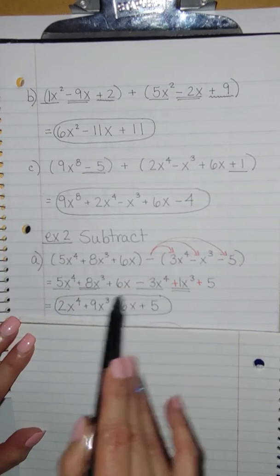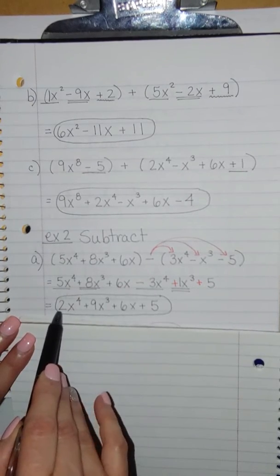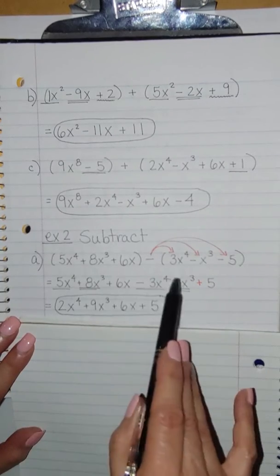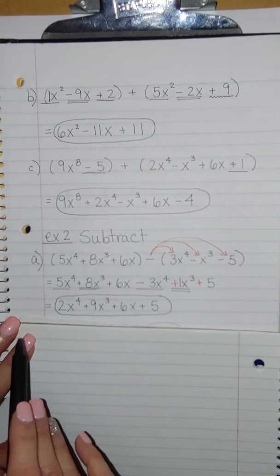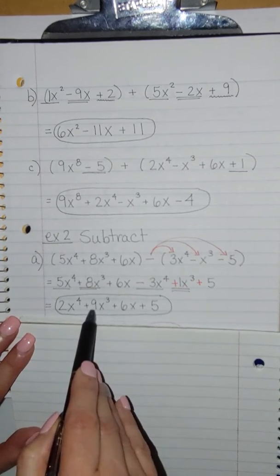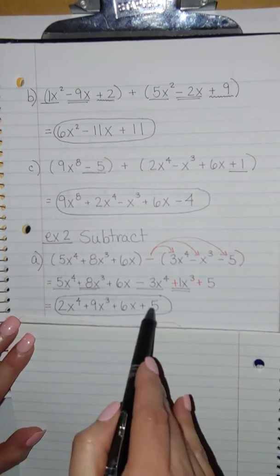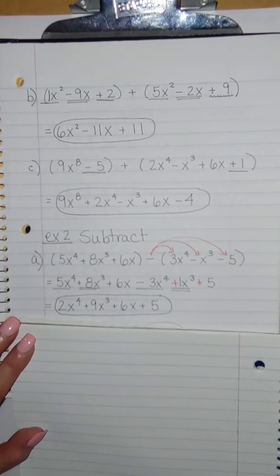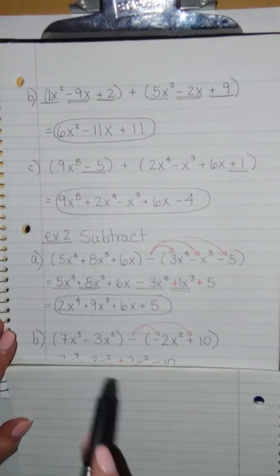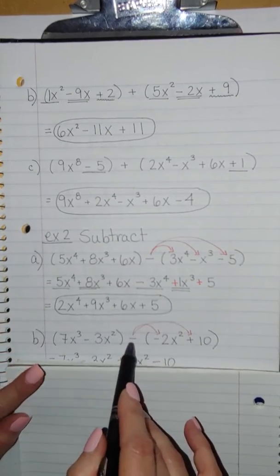5 minus 3 is 2, x to the 4th. Remember, you keep that variable part. Don't try to make that x to the 8th. You're not multiplying those variables. Then the x to the 3rd is 8 plus 1 is 9. 6x and 5 are just drop down along for the ride.